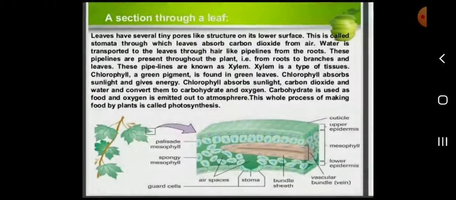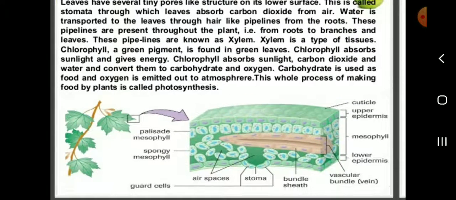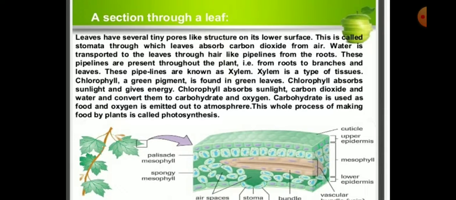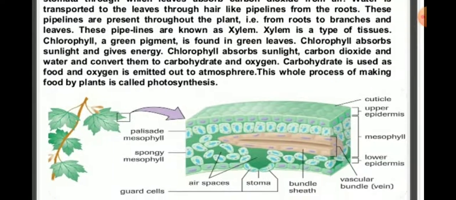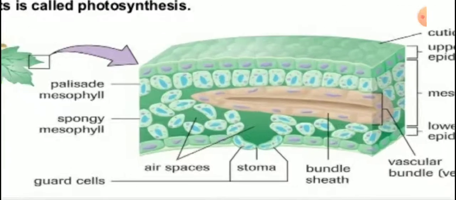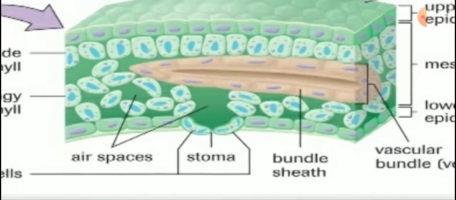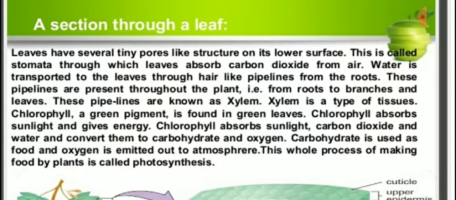Then next, the section through the leaf. Listen. Stomata. The leaf has several tiny pore-like structures on the lower surface. This is called a stomata. See the picture, students. This is a stomata, through which leaves absorb carbon dioxide from the air.